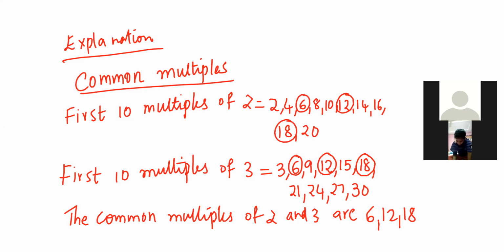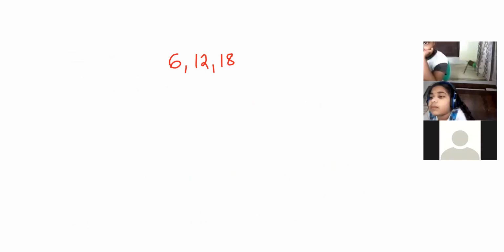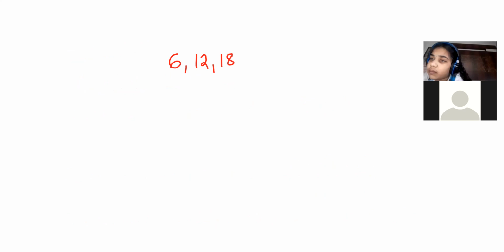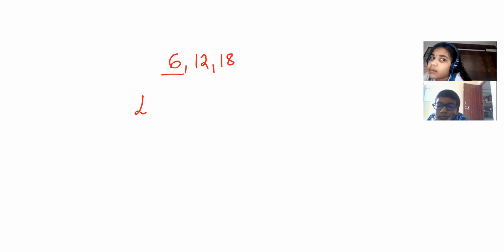Out of these 6, 12, 18, tell me the least common multiple, children. We got three common multiples of 2 and 3. First three common multiples. Netra, tell me which one is the least one among these? Out of these three numbers, which one is the least common multiple? 6. Yes, 6. 6 is the first common multiple, which is nothing but the least common multiple, the smaller one out of those.